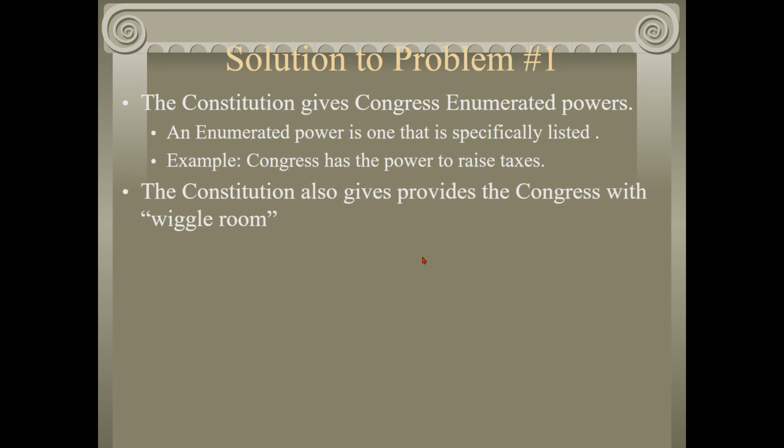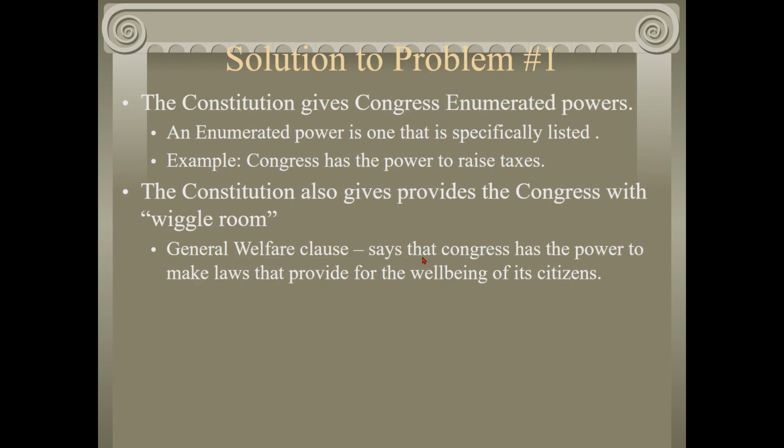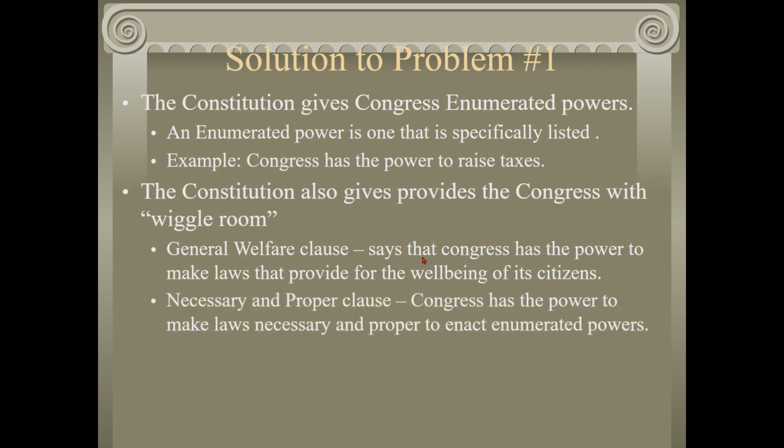The Constitution also gives Congress what we call a little wiggle room. This wiggle room comes in two spots, which we're not going to talk a lot about right now, but we'll talk much more about when we cover Washington's presidency. One is the general welfare clause, a phrase you may remember from the preamble. It says that Congress has the power to make laws that provide for the well-being of its citizens. So even if it's not specifically listed in the Constitution, if we can say it provides for the well-being of its citizens, then Congress has the power to make such laws.